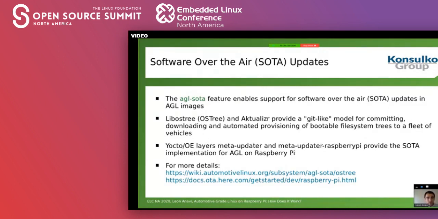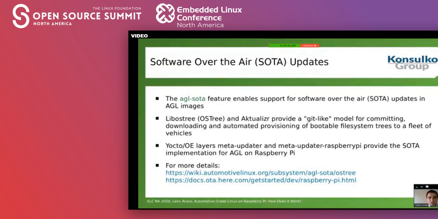A few words about the AGL software over the air updates. In order to enable them, you have to explicitly type in the AGL SOTA feature when you are running the AGL setup script. It will include a couple of Yocto and Open Embedded layers. They're called Meta Updater and Meta Updater Raspberry Pi. As the name suggests, the second layer, Meta Updater Raspberry Pi, contains some specific bbappend files to run OSTree and Aktualizr and properly make the partitions and everything for booting on a Raspberry Pi. LibOSTree is a great project that I really admire because it provides a Git-like model for committing and downloading updates.